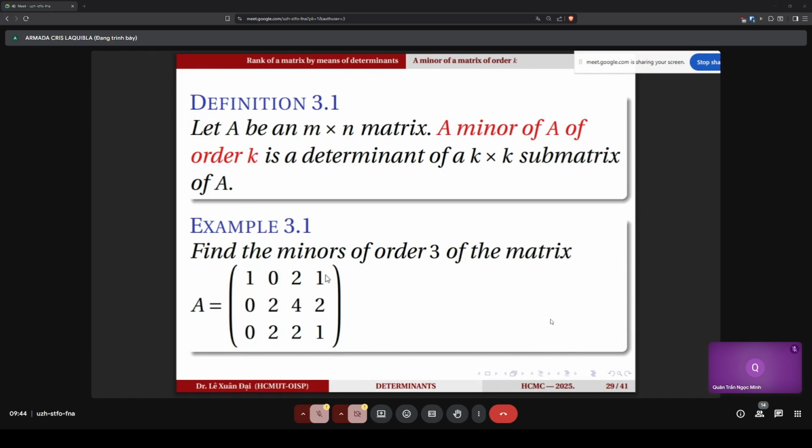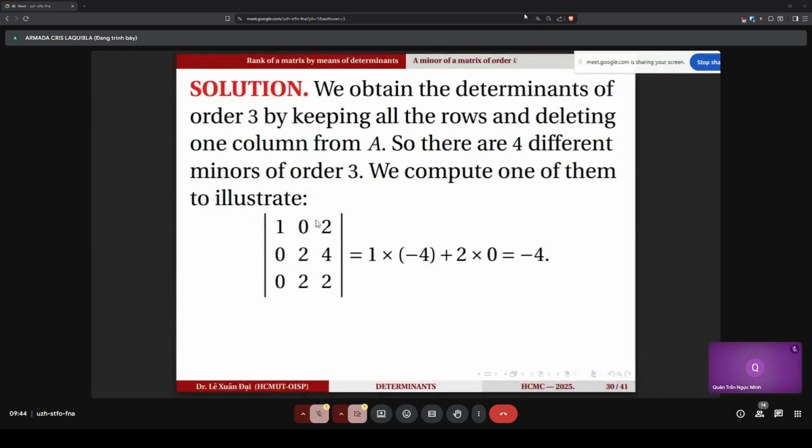So we remove the fourth column there, and you have this. We obtain the determinants of order 3 by keeping all the rows and deleting one column from A. So just deleting one column. So there are 4 different minors of order 3 here because we have 4 columns, correct? But we will compute only one of them, and this is it. Remove the fourth column, and you have this.